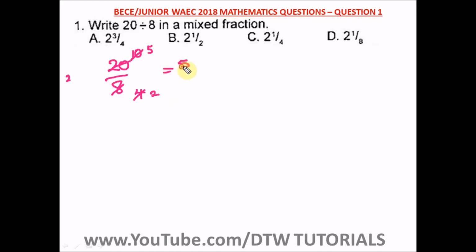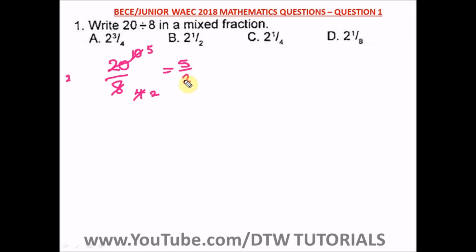So we have 5 divided by 2. But our question says leave our answer in what? Mixed fraction. This type of fraction is called an improper fraction, because the numerator is bigger than the denominator, so it's an improper fraction.